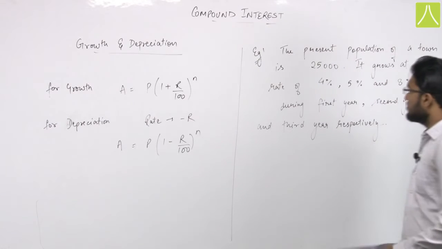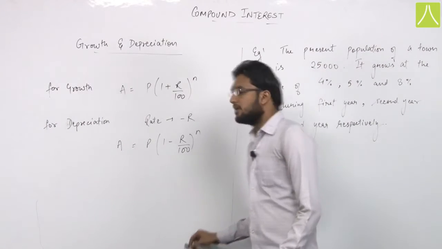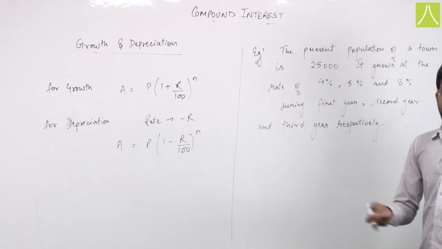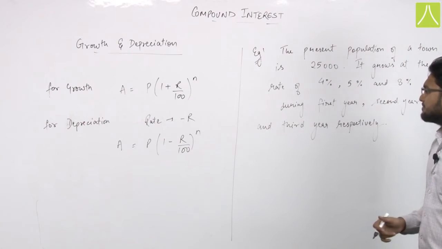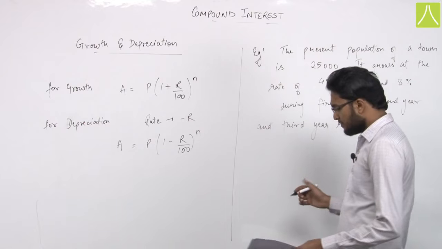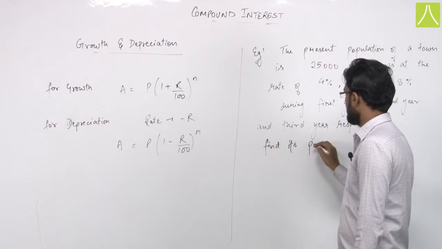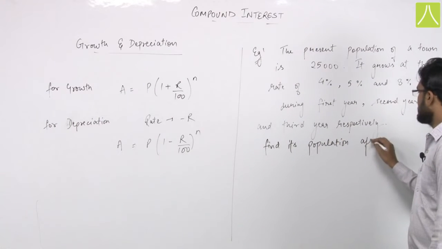Now, we have been given a situation in which the present population of a town is 25,000, and we have the growth rate, that is the rate at which the population increases: 4% for the first year, 5% for the second year and 8% for the third year. Now we have to find its population after 3 years.